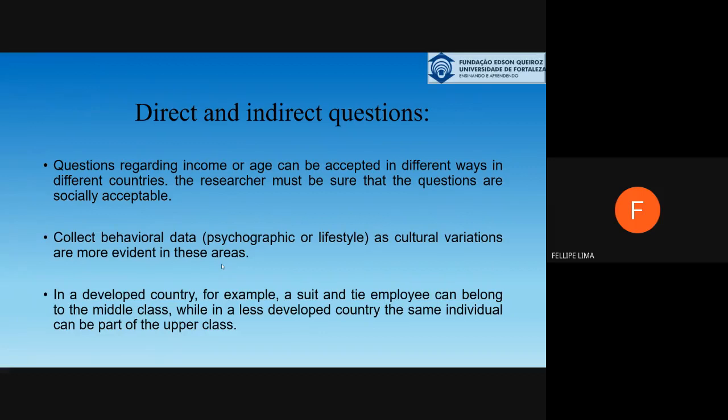You have to think about the variations when thinking about the psychographic lifestyle of your consumers. When you think about developed countries, if I'm trying to sell a high-end product, it's not because that guy on the street is wearing a suit and a tie that he's a high-end buyer. He could be middle class or even lower class, just wearing a suit and a tie to go to work, because that's normal in first world countries.